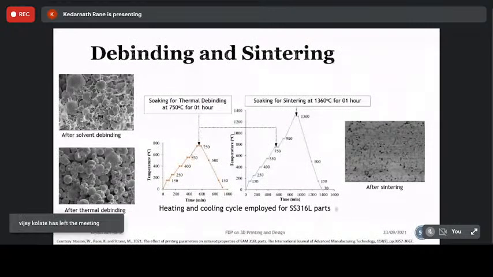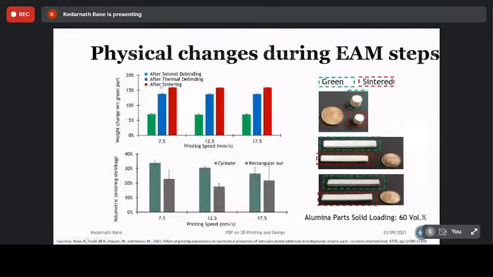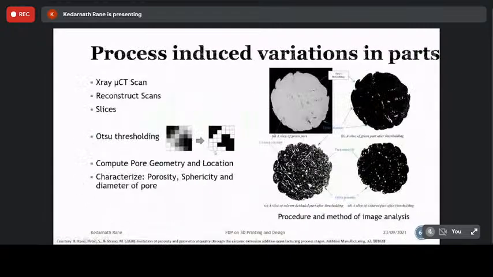You can see some sintered and debinded microstructures. We did some physical characterization. Again, these data are available online, so you can refer to what happens with the weight change if you change the printing parameters, and what happens with the volumetric shrinkage when you change the printing parameters. Again, this is the apparent one, but nowadays you know that there is another process called X-ray microCT, which is used not in real time, but to understand what happens with the post-processing steps.